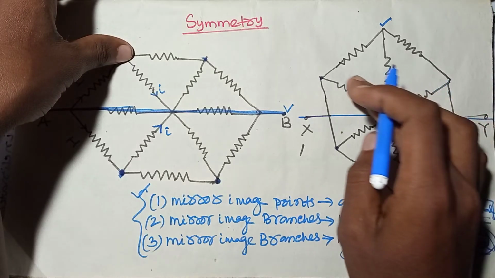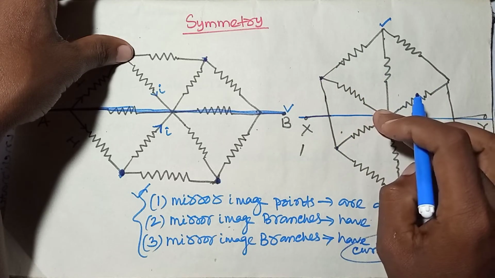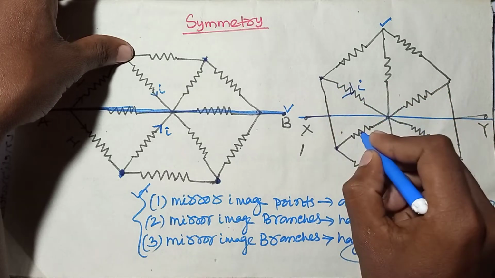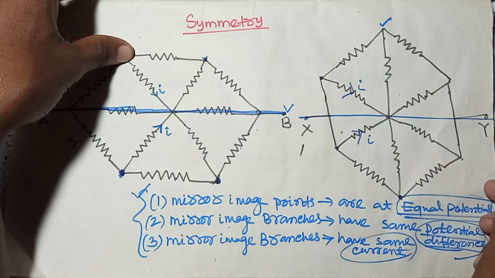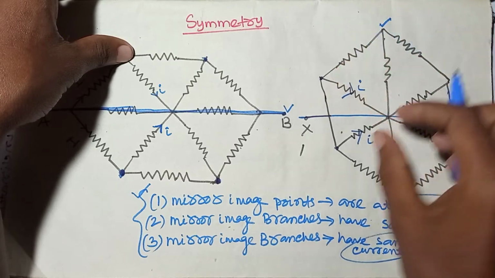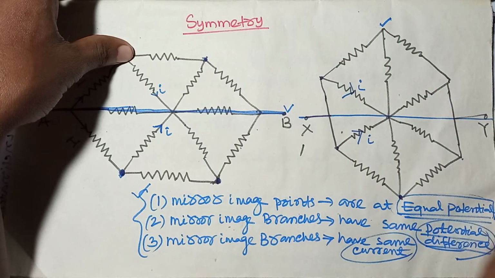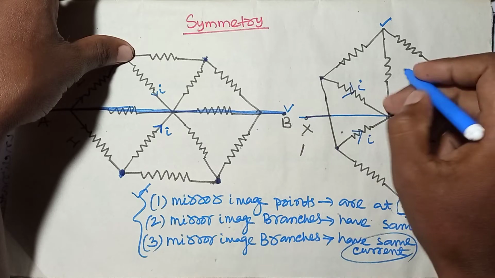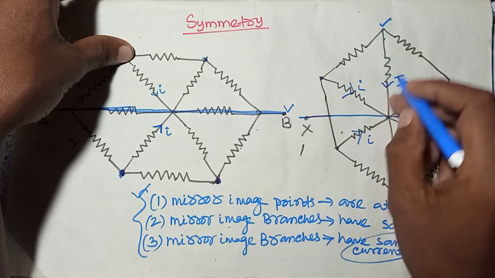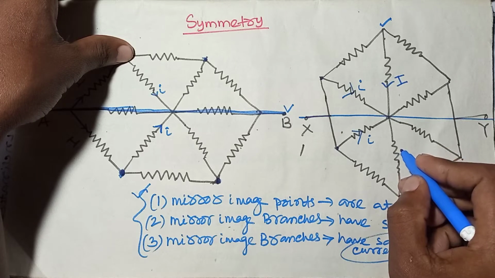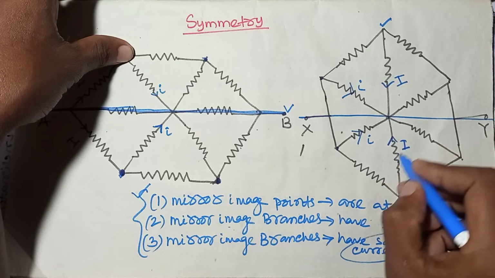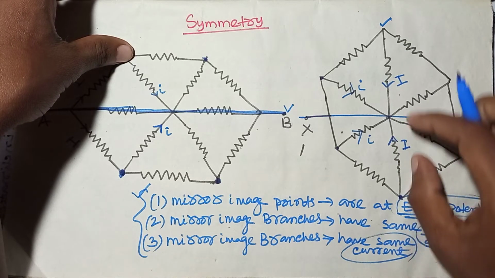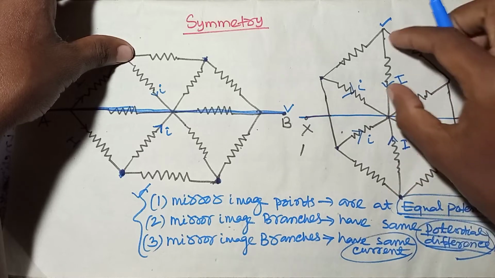So this branch is the mirror image of this branch. If a current i flows through this resistor in this direction, then the same current i flows through this resistor, and the potential difference across this resistor is equal to the potential difference across this resistor. Similarly, these two resistors are mirror images of each other with respect to this straight line. So let's say a current of capital I flows through this resistor in this direction, then a current I will flow through this resistor, as these two resistors are mirror images of each other, and these two resistors have the same potential difference and the same current through them.